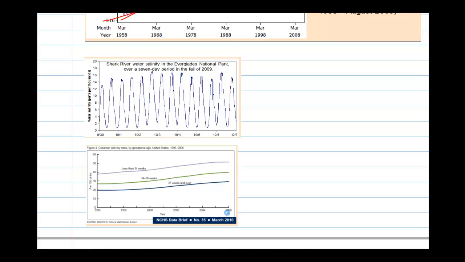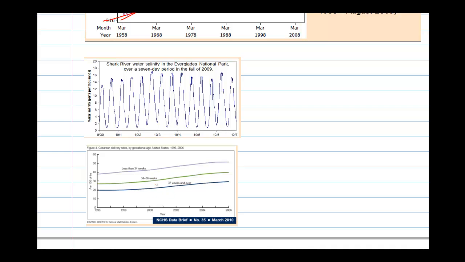So a couple things that we note here. I'm keeping track of 3 different subsets. Now here we have 1997. I'm keeping track of the number of cesareans per 100 in 1997 that were performed less than 34 weeks, 34 to 36, and 37 weeks in the pregnancy. So this graph is actually providing quite a bit of information.